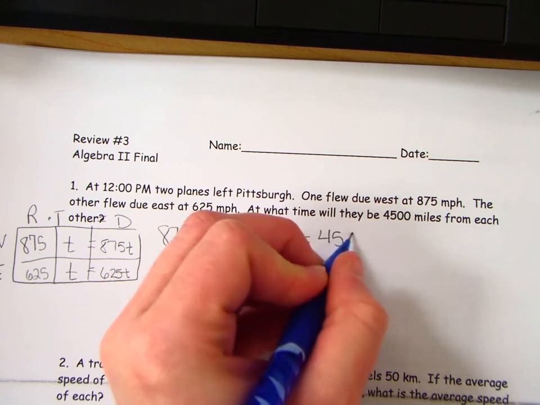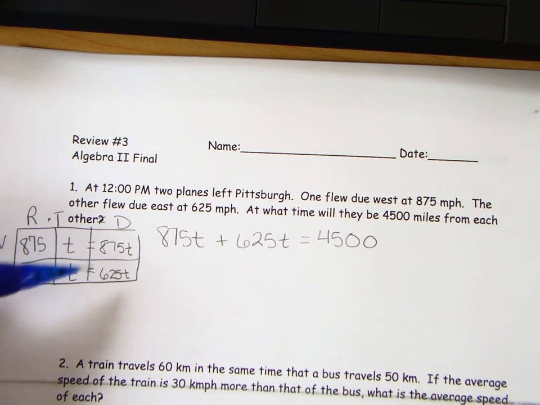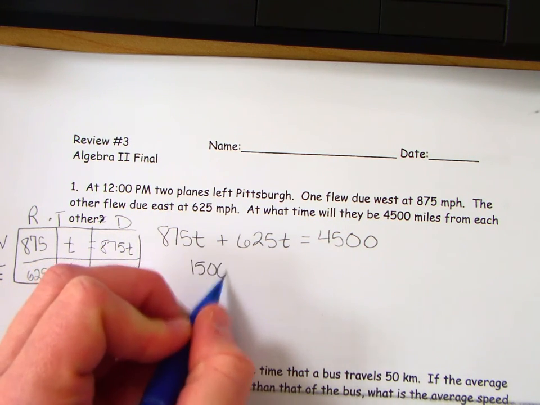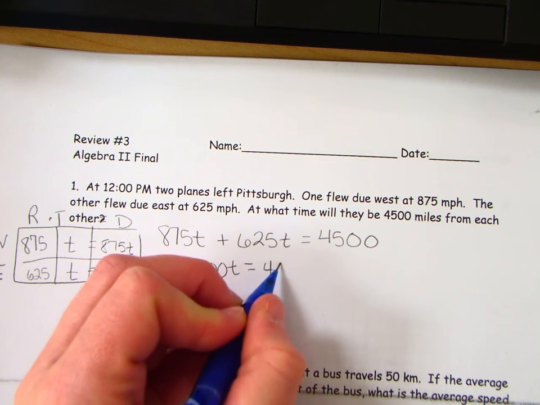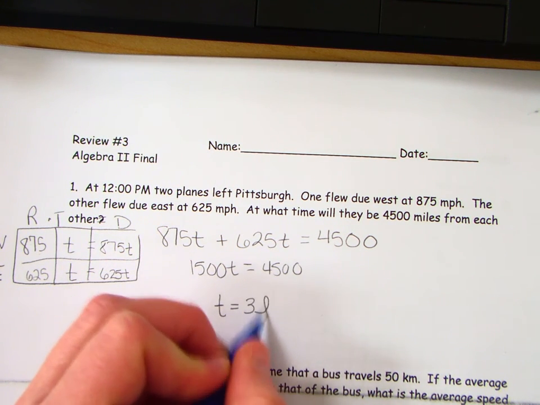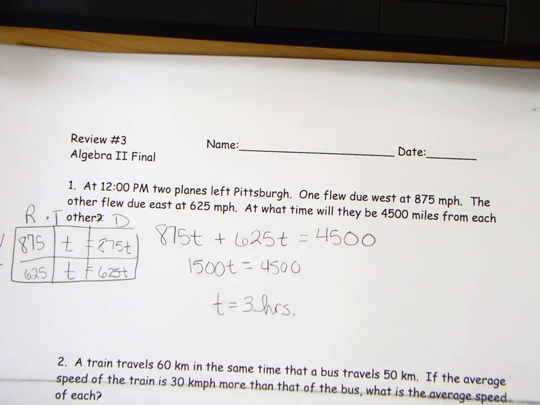The next thing you'll see me do is, now that I have my equations, I'm going to combine my like terms, divide, and solve for t, and t is time. Once you divide, you end up with 3 hours for time.